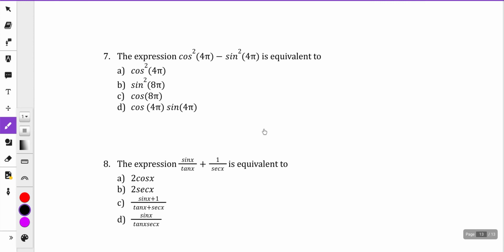This one says the expression cos squared 4 pi minus sine squared 4 pi is equivalent to. Okie dokie. What you can't do here is just subtract those things and put them together, which sometimes becomes people's go-to. If you get desperate, you are going to look at your formula sheet and see if you can see cos squared minus sine squared anywhere. When you look at your formula sheet, I don't think you do see that anywhere.